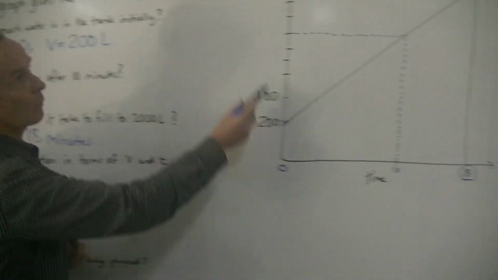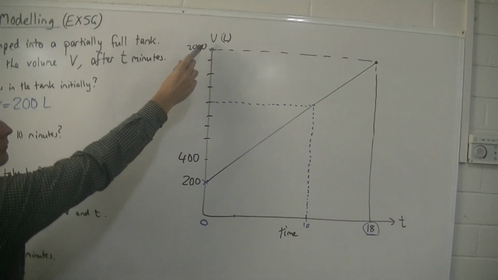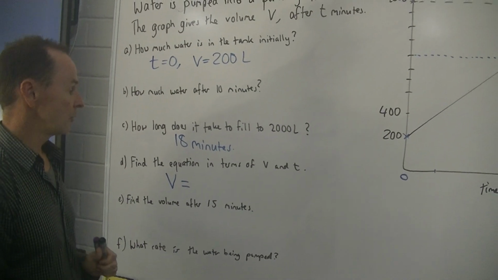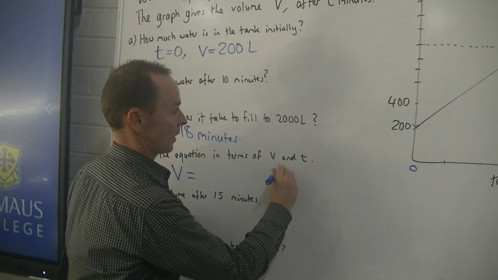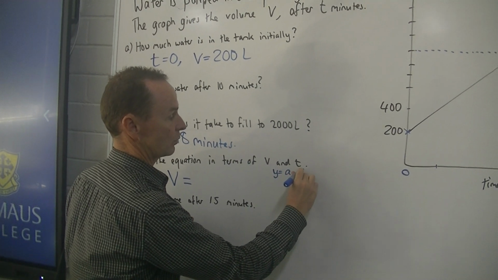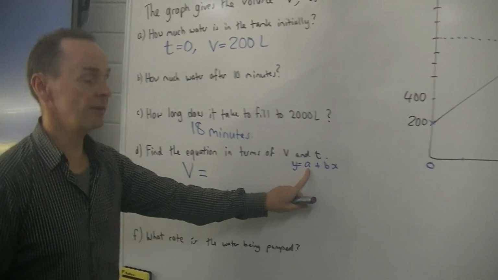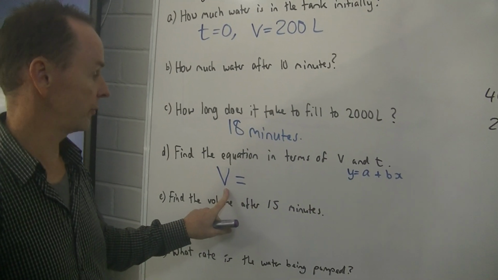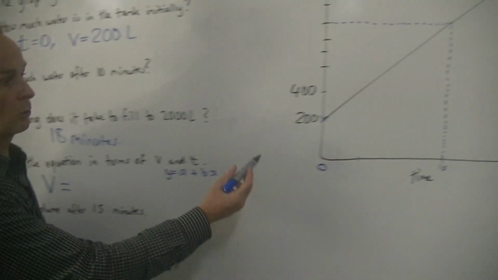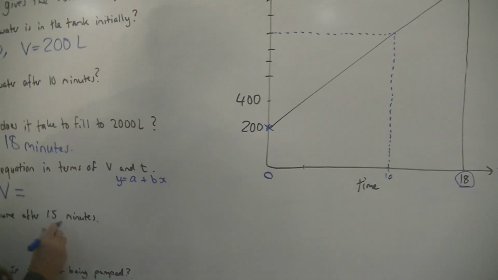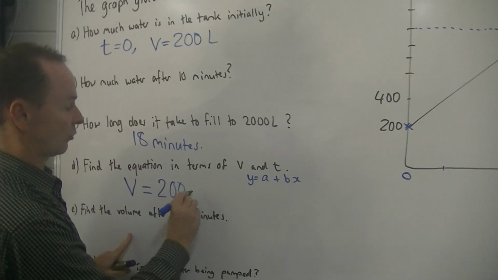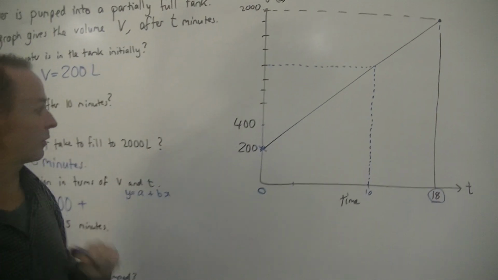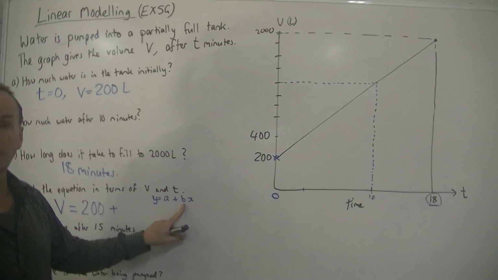Alright, we always start with the y-axis first. So it's going to have v equals something. So remember, if we use the basic equation, y equals a plus bx. A is the y-intercept. But this time we're not using y, we're using v of course. So where's our y-intercept? We can look straight at our graph and see it's 200. So our y-intercept is 200. Because the gradient is in a positive direction, we need to work out what the gradient is.